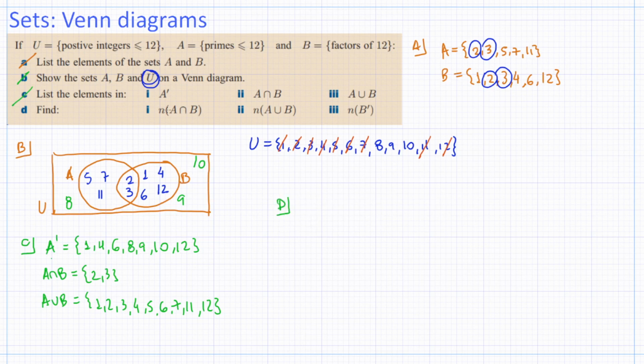What about letter D? Find the number of elements in the intersection between A and B. We have done the intersection of A and B. How many elements do we have here? 2. Now, the number of elements in A union B. We've done A union B, so we just have to look for how many elements we have. 3, 6, 9.